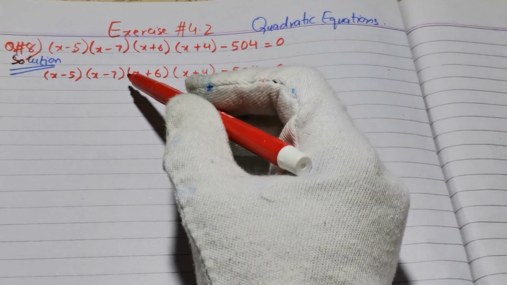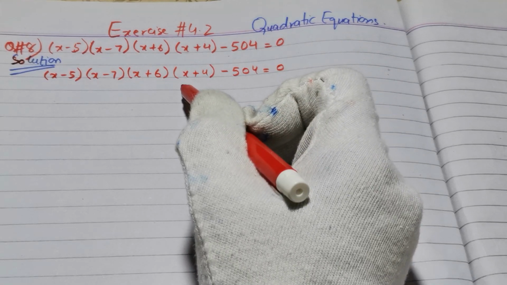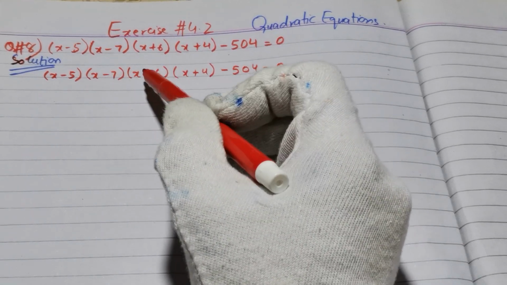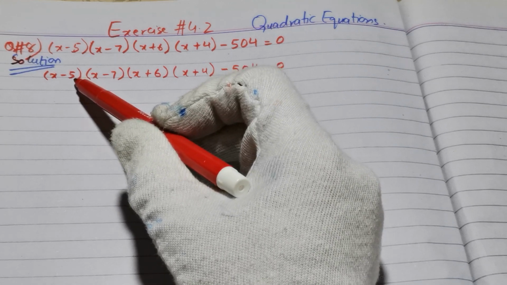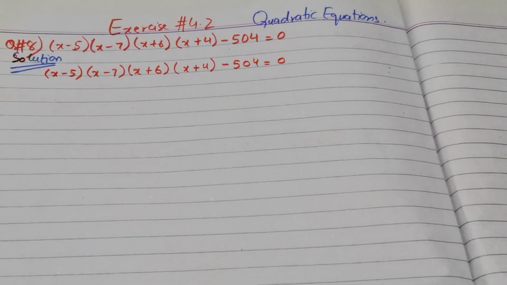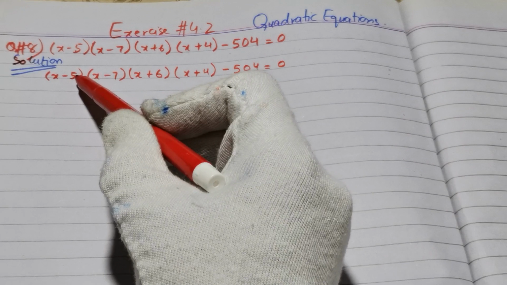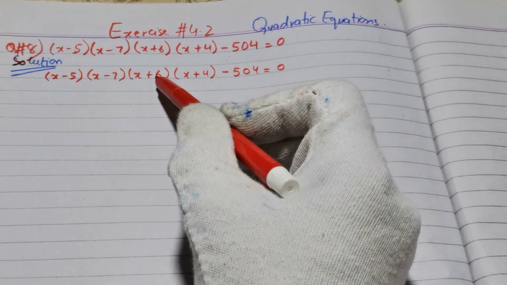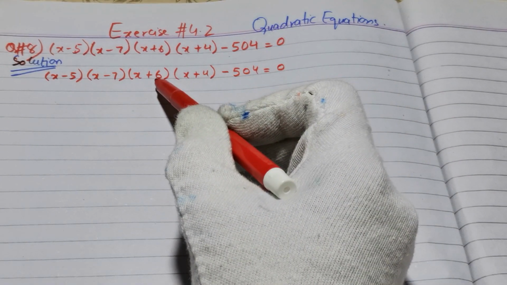Now we'll solve question number 8, exercise 4.2, quadratic equation. First of all, we will make the pair. And how to make pair? -5 plus 6 plus 1.